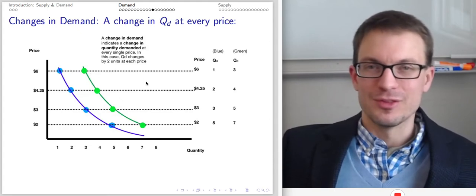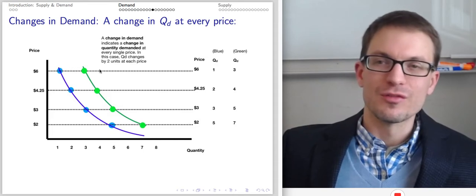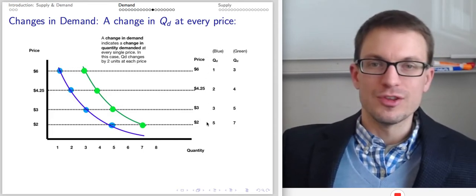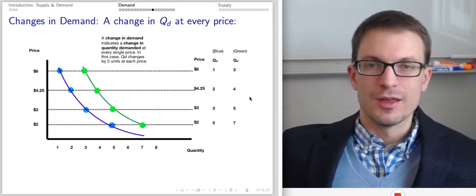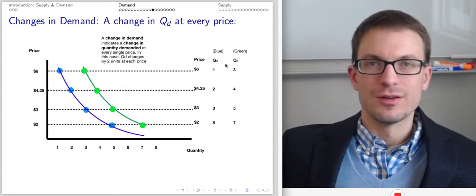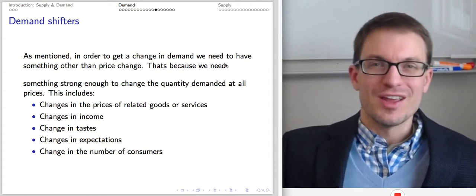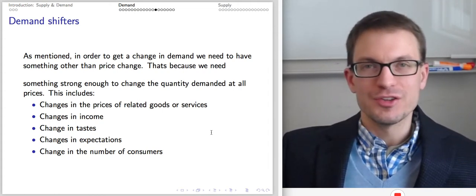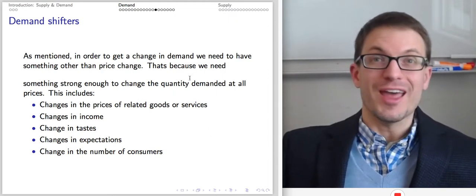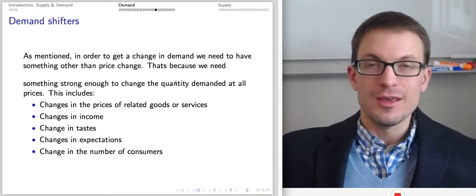And this could be an increase or a decrease in demand depending on whether we are going from the blue curve to the green curve, or from the green curve to the blue curve. We can see this represented in table format in our demand schedule. When we get a new quantity demanded at every single price, we have a shift in demand, a change in demand. All right, so now, what can cause such a thing? In order to get a change in demand, we have to have something other than price change. Why? Because we need something significant enough to give us a new quantity demanded at every single price.